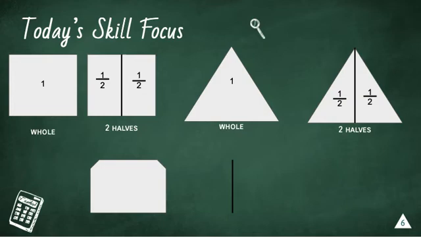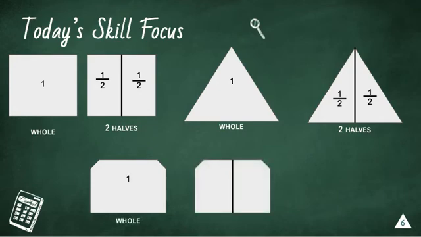How about this shape? This is a hexagon. How could I split this in half? Right now it's one whole. If I want to split it in half, I could draw a line down the center again, making sure that each side has equal parts. Now I have 2 halves.